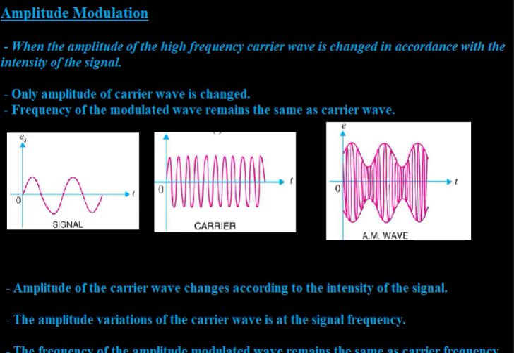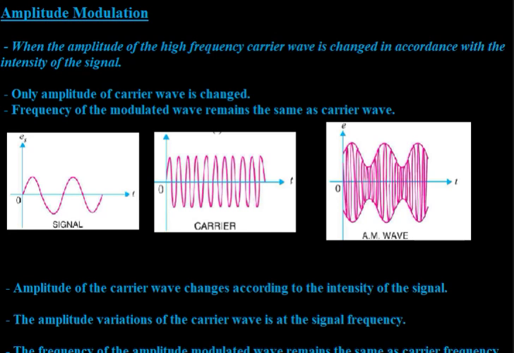So in the amplitude modulation, we are changing only the amplitude of the high frequency carrier wave, not the frequency of the carrier wave. So if we consider the frequency of the modulated wave, it remains the same as that of the carrier wave.